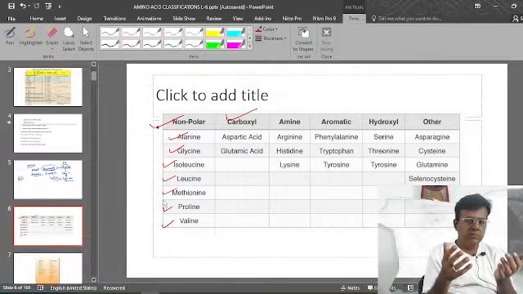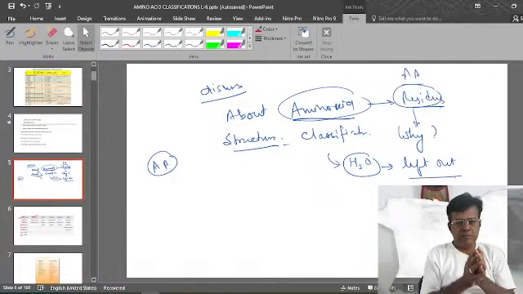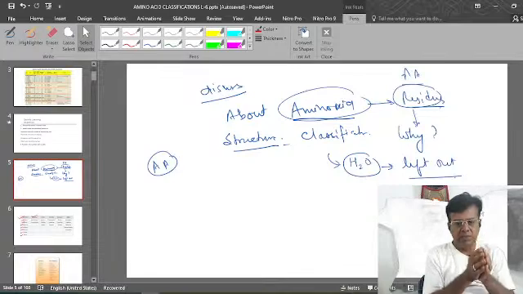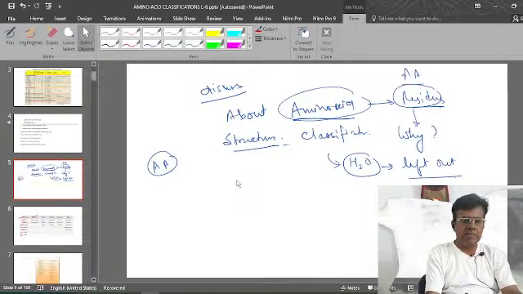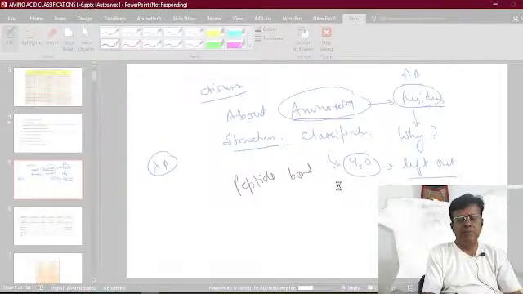And before going to the classification, we will study why the amino acid is called a residue. Because amino acids are combining, they are going to form the actual peptide bond. Okay, so they are going to form the peptide bond by leaving one molecule of water.